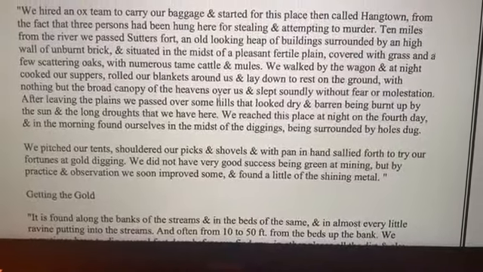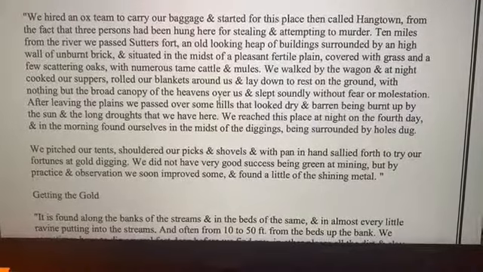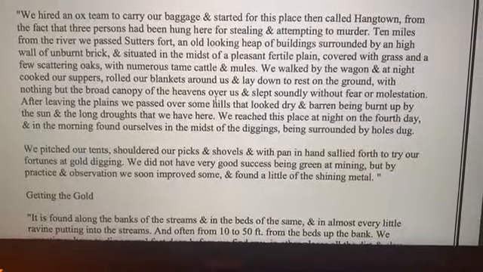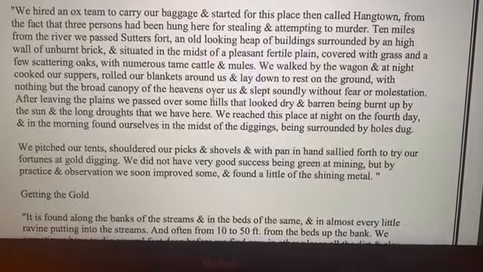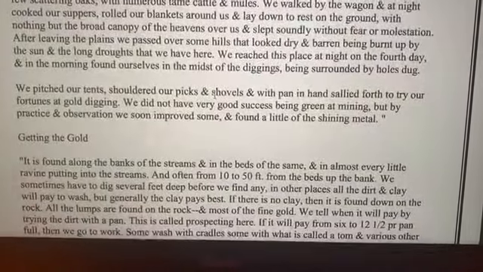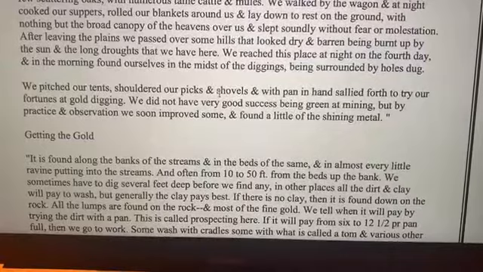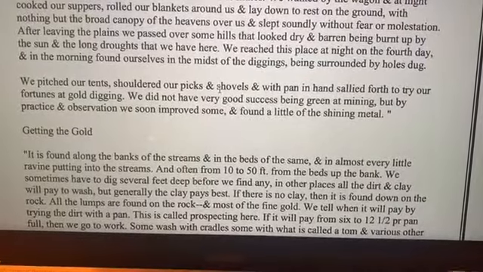After leaving the plains, we passed over some hills that looked dry and barren, being burnt up by the sun and long droughts that we have here. We reached this place at night on the 4th day, and in the morning found ourselves in the midst of digging, being surrounded by holes dug.